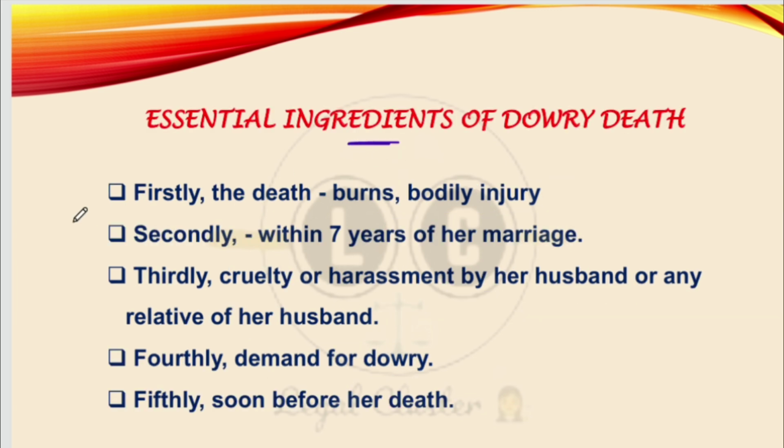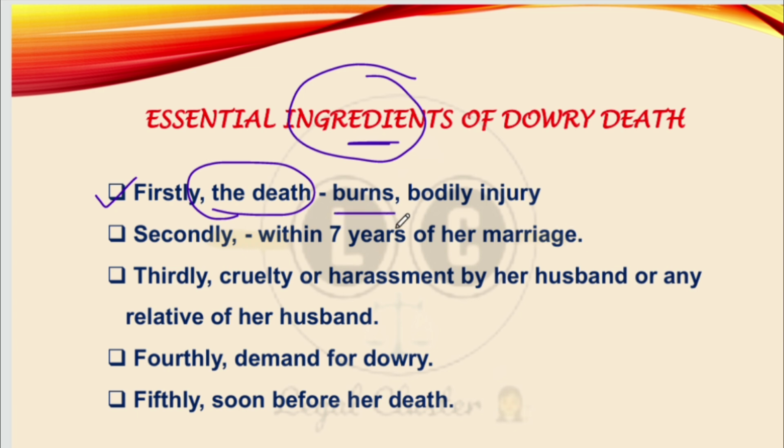Now let us know the essential ingredients of dowry death. We know that for an offence to be treated as dowry death, certain essential ingredients must be satisfied. Firstly, the death of a woman must be caused by burns, bodily injury, or must occur otherwise than under normal circumstances. Secondly, such death must have occurred within 7 years of her marriage. Thirdly, it must be shown that the woman was subjected to cruelty or harassment by her husband or any relative of her husband.